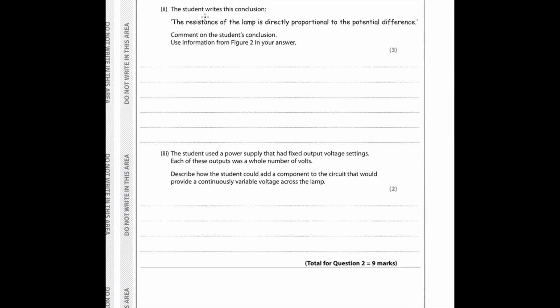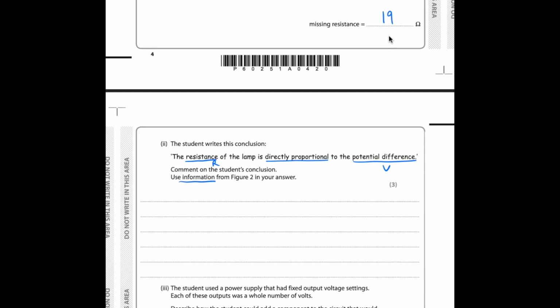Part 2. The student writes this conclusion. The resistance of the lamp is directly proportional to the potential difference. So that's the voltage and the resistance. Comment on the student's conclusion. Use information from figure 2 in your answer. So we need to look at resistance and voltage. Let's go back to the table.